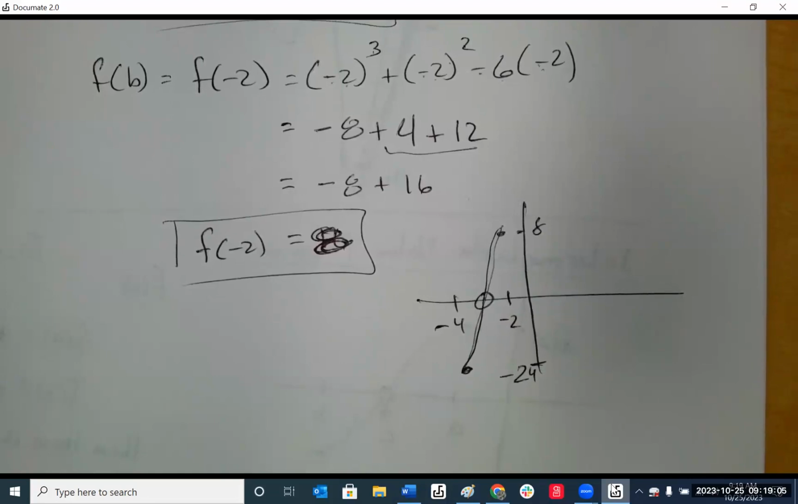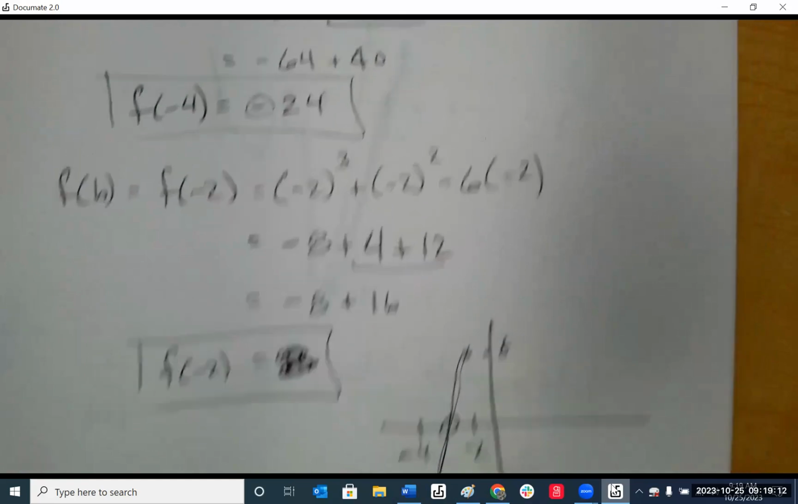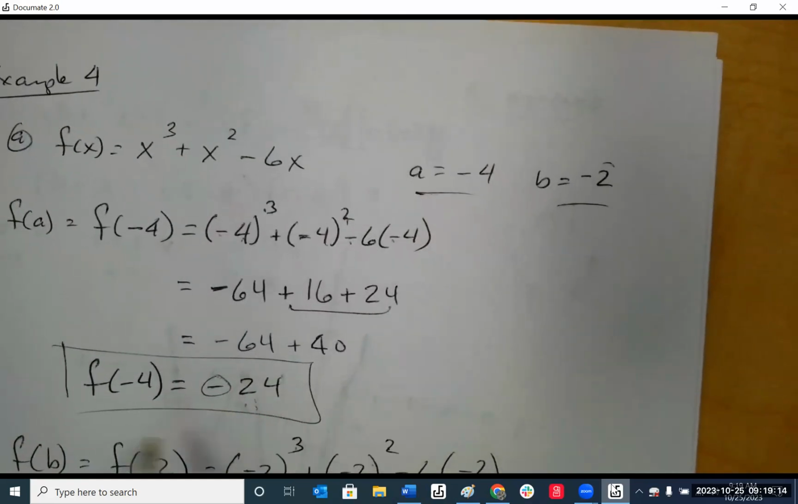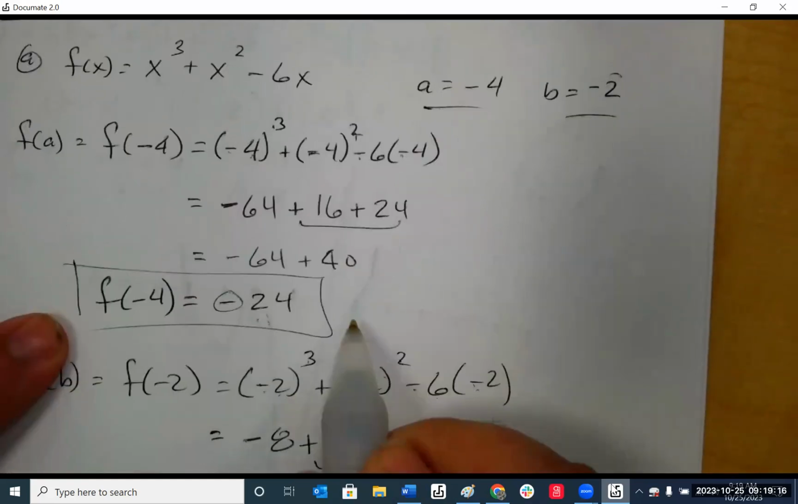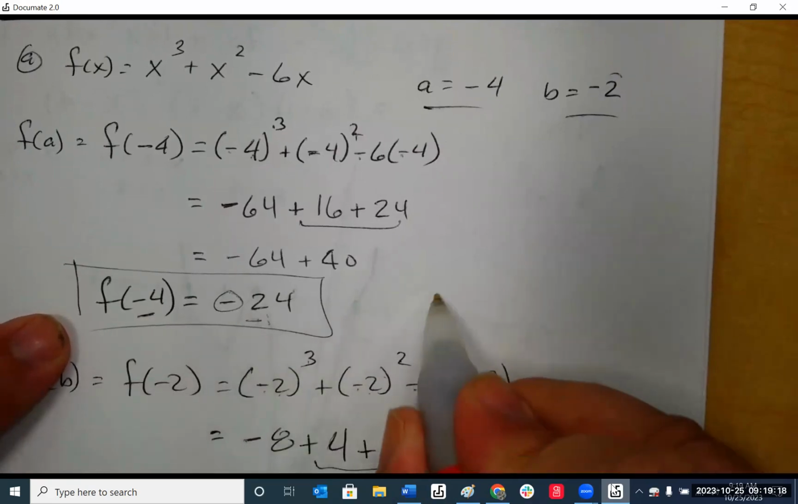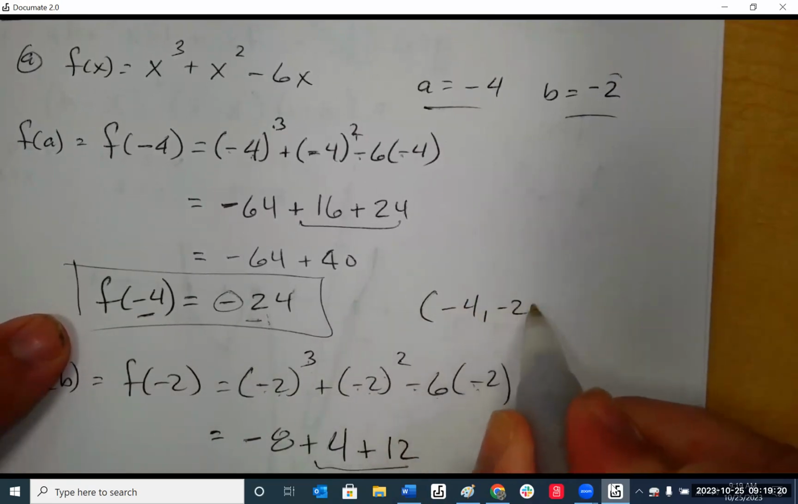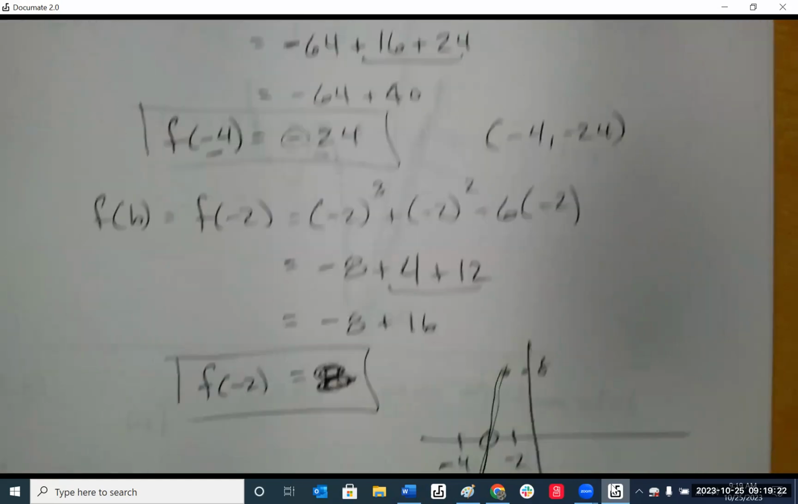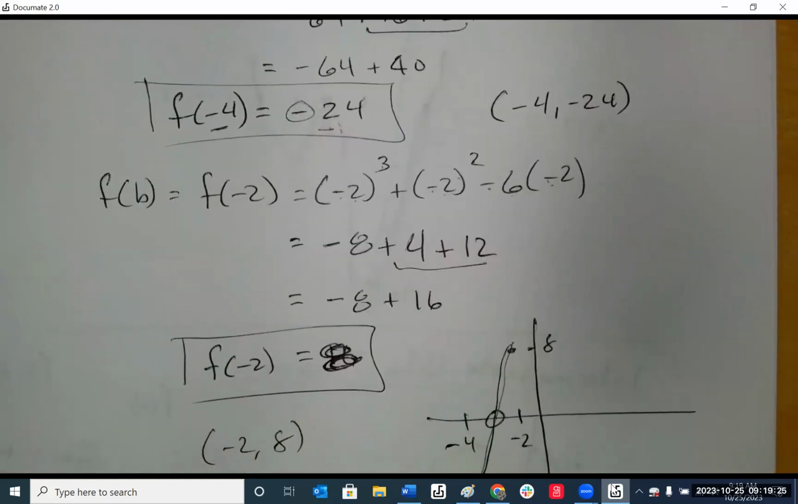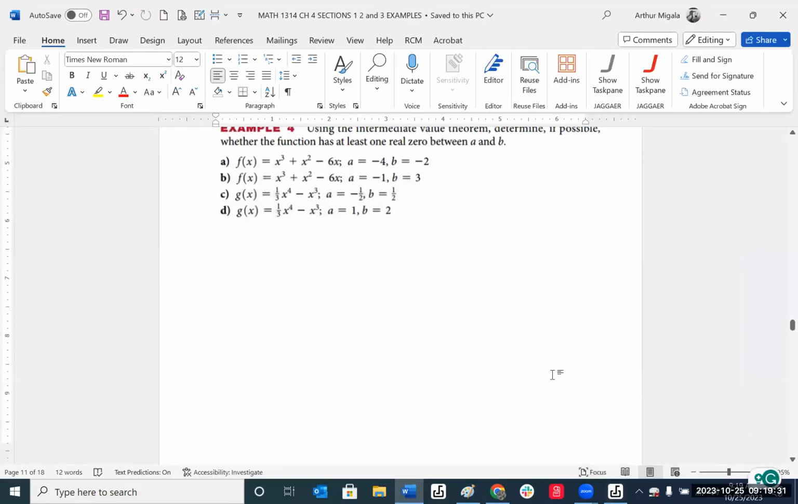Are we okay with that? Or no? Where did you get the 24? Oh, right here. Yeah, but remember, when you have something like this, this is the x value, that's the y. So the point is negative 4, negative 24. This point is negative 2, 8. That's all you do: plug in the values and see if you get different signs.